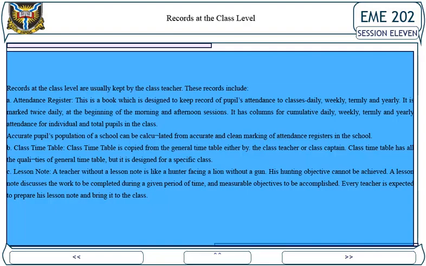K. Transfer certificate. A transfer certificate enables pupils to transfer from one school to another. Through this process, continuous and adequate information about pupils' academic progress can be ensured.